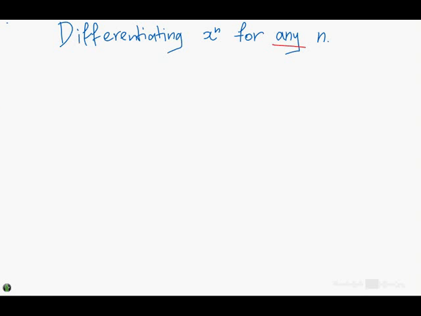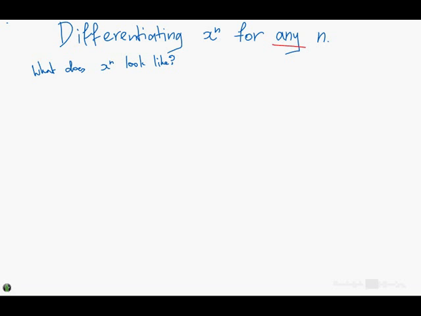Hi, my name's Abe and I'm going to be showing you how to differentiate x to the power of n for any n in this video. Now for those of you who know how to do this, it's not particularly difficult. But where most people fall over is actually recognizing what x to the power of n looks like. You see, x to the power of n comes in many forms, and this is a simple thing to do, but you've got to recognize what x to the power of n could possibly look like.